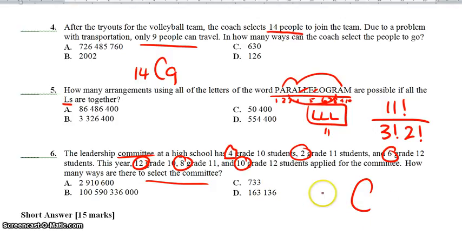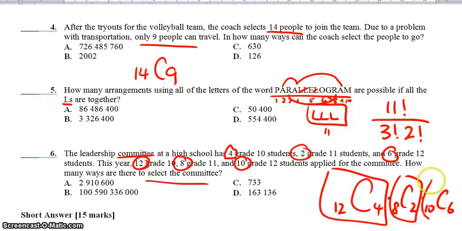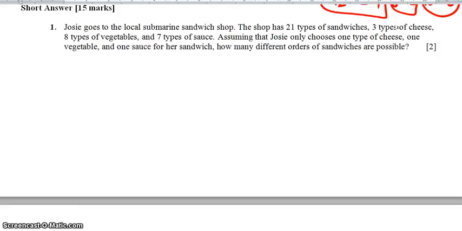In here, you just look at grade 10, you have 12 grade 10 students, you need to choose 4 of them. And then you have 8 grade 11, you need to choose 2 of them. And then you have 10 grade 12, you need to choose 6 of them. So put these three combination numbers in a calculator and then multiply them, because the committee includes grade 10 and grade 11 and grade 12. When you say and, you multiply. All right, let's move on.